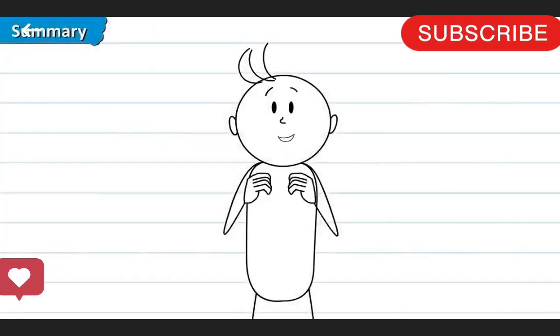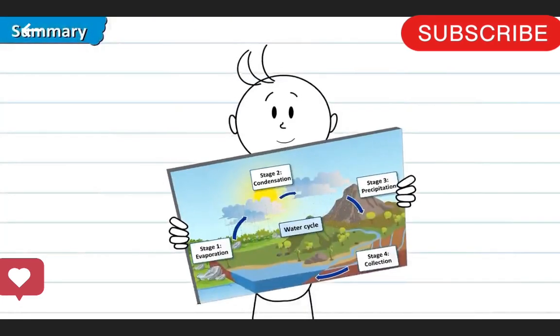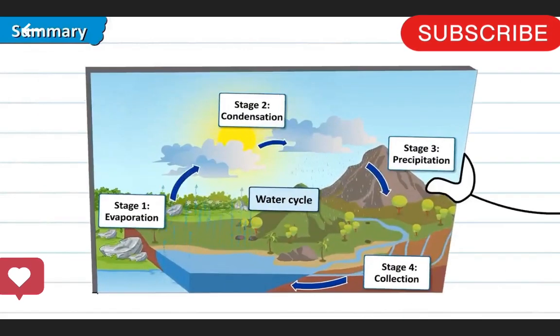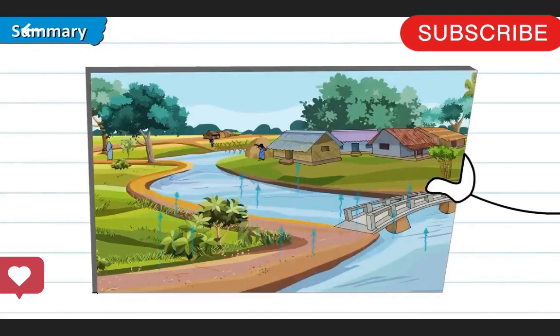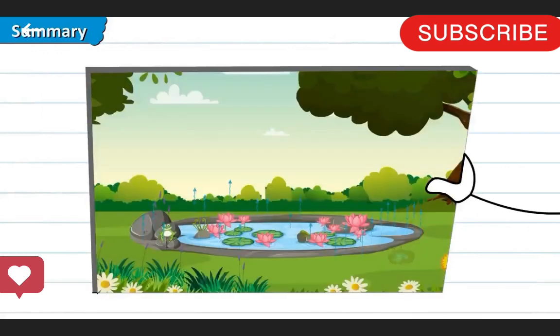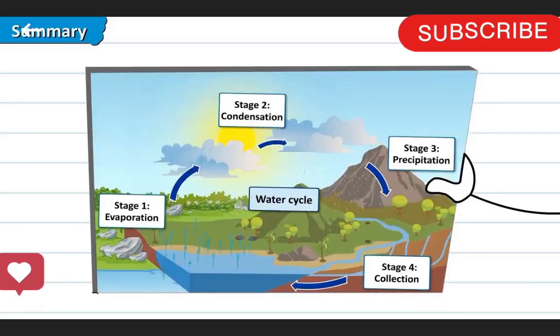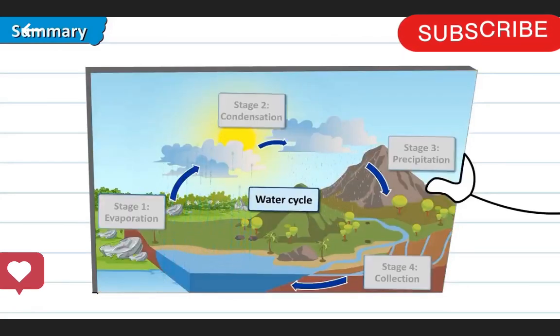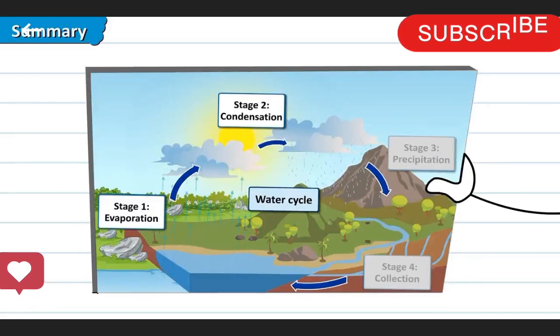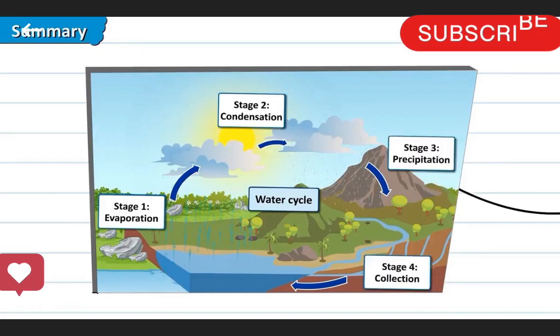So students, today we learned that the process in which water from the oceans, rivers, lakes, and ponds goes up in the sky and returns to these water bodies is called the water cycle. There are 4 stages in the water cycle: evaporation, condensation, precipitation, and collection.